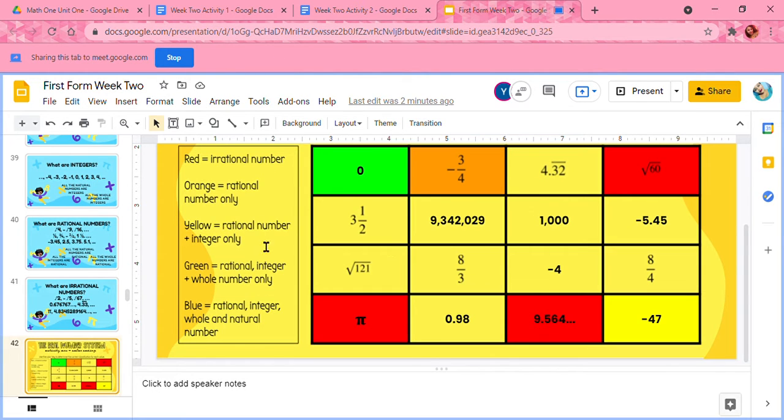Do we want to change anything from here? Or are you guys okay with those answers that we have? It's good, miss. It looks good? Very good, because all of them are correct. So, let's look at 4.32 with the little bar at the top. What kind of number is that?